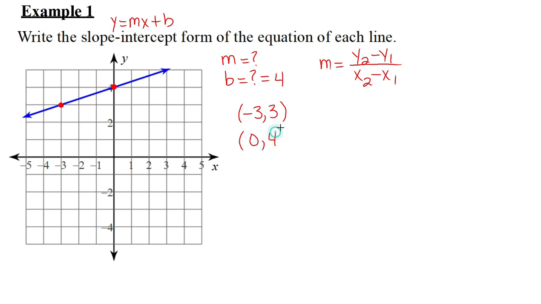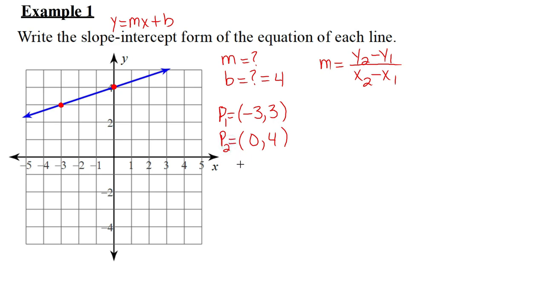Now, what I need to do is label one of these points as point 1 and the other point as point 2. It doesn't matter which one you label as point 1 or point 2. So I'm going to simply label the top point here as point 1, and then I'm going to label this second point down here as point 2.